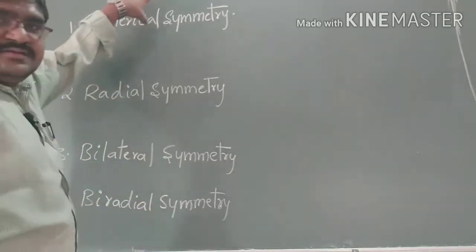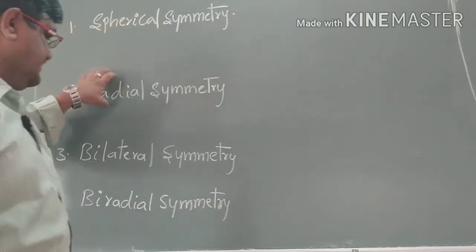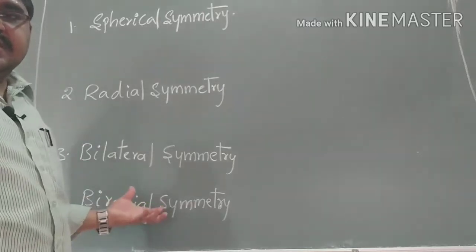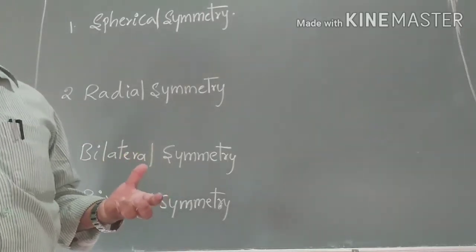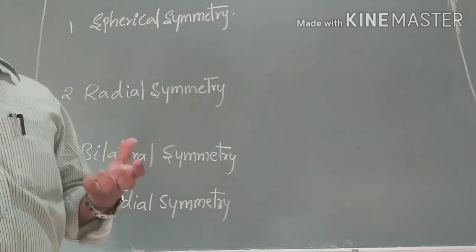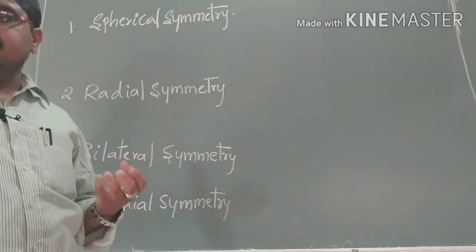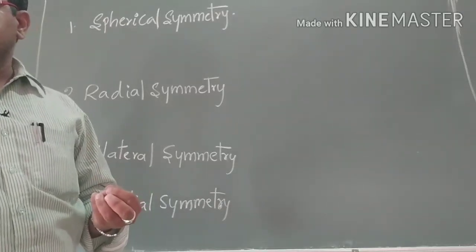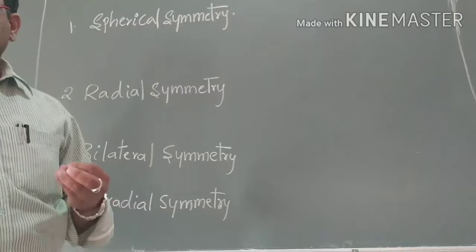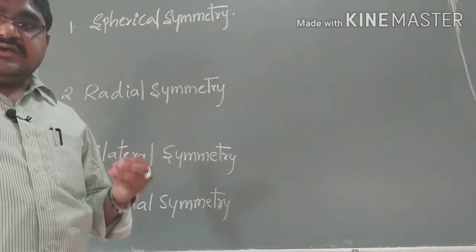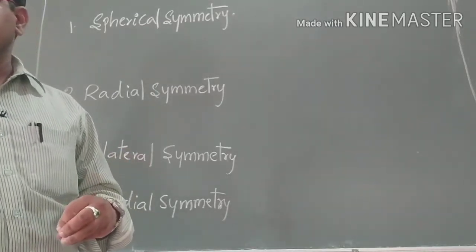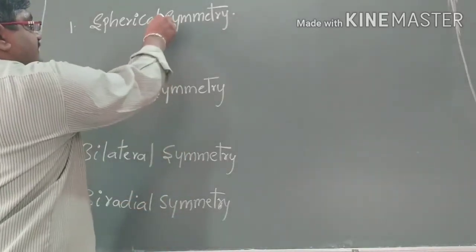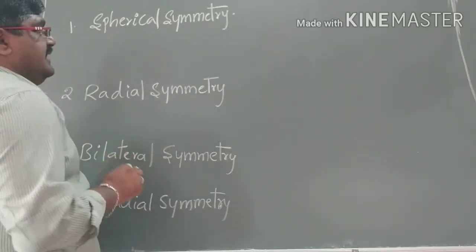That is the spherical symmetry, radial symmetry, bilateral symmetry and biradial symmetry. So here, when the body can be divided into two identical halves, two similar parts, by any plane passing through the center of the axis, then we can call this the spherical symmetry.